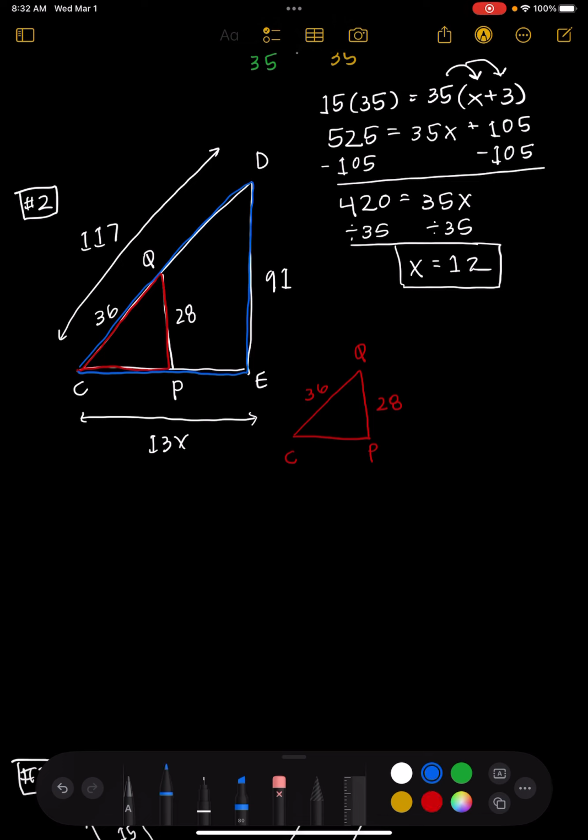And then let's do the blue. So the blue triangle is CED. And we know this side is 91. We know, so for the blue triangle, the lines with the arrows are what we're looking at. So this side is 117, and then this side is 13x.